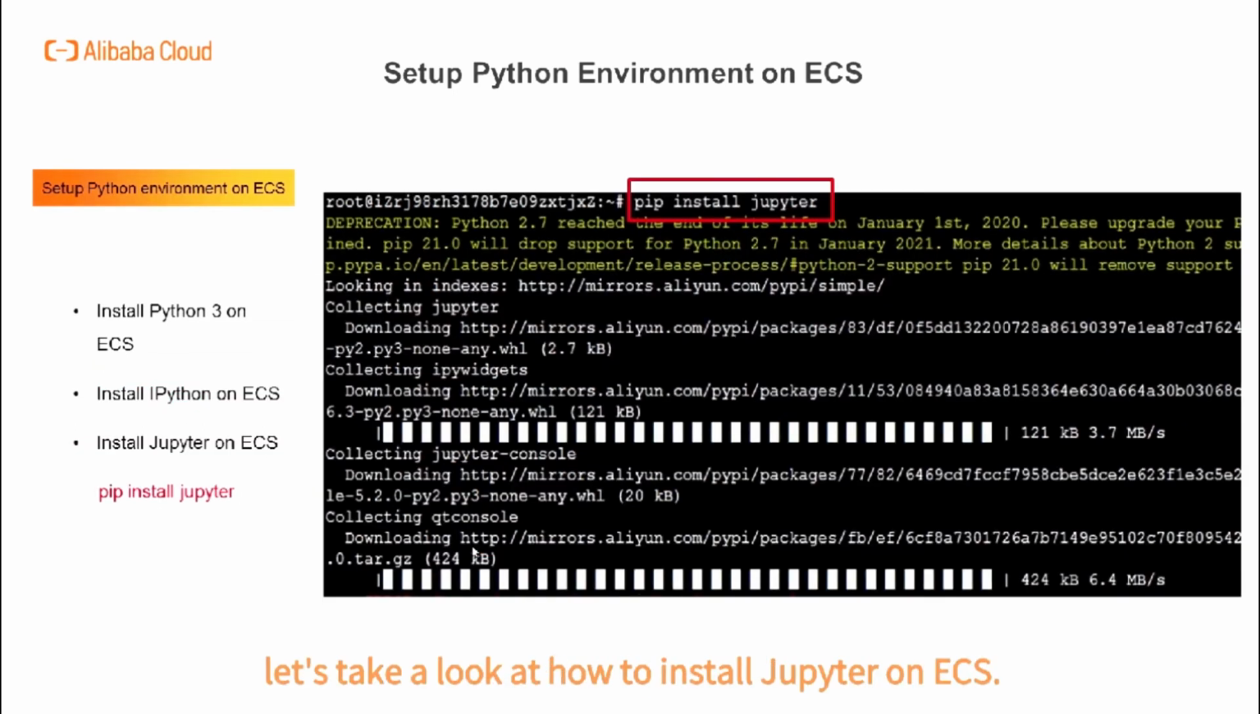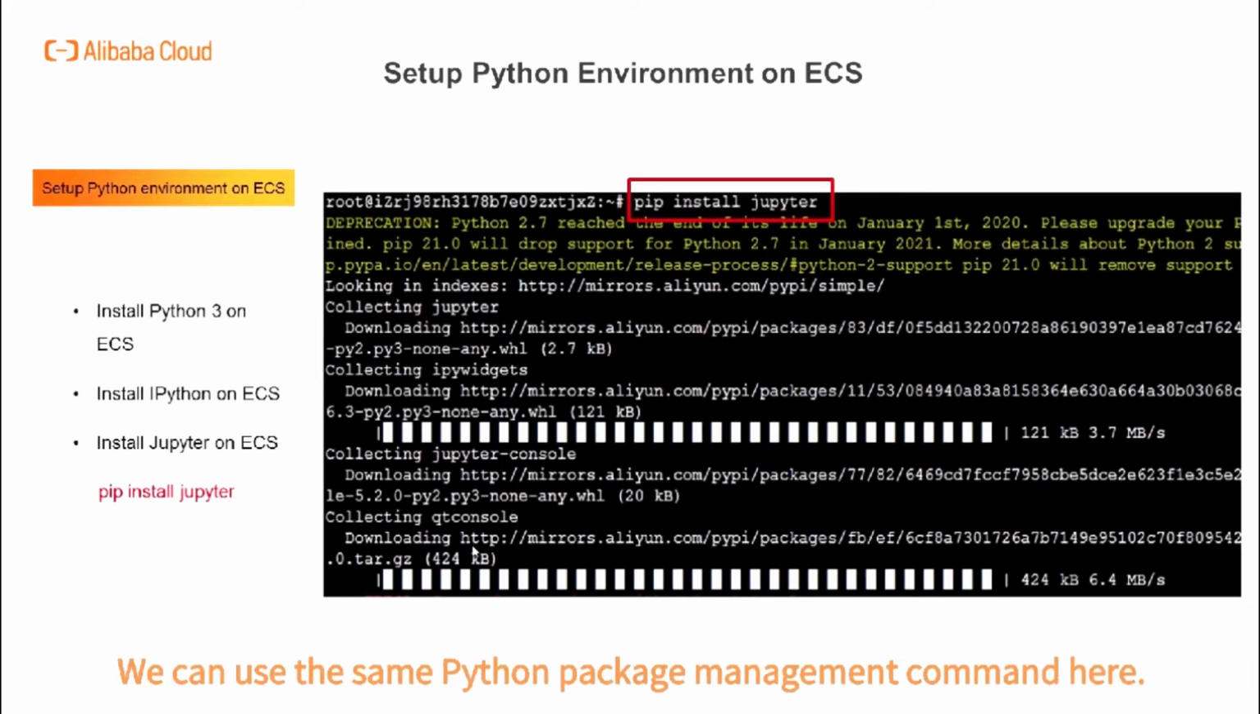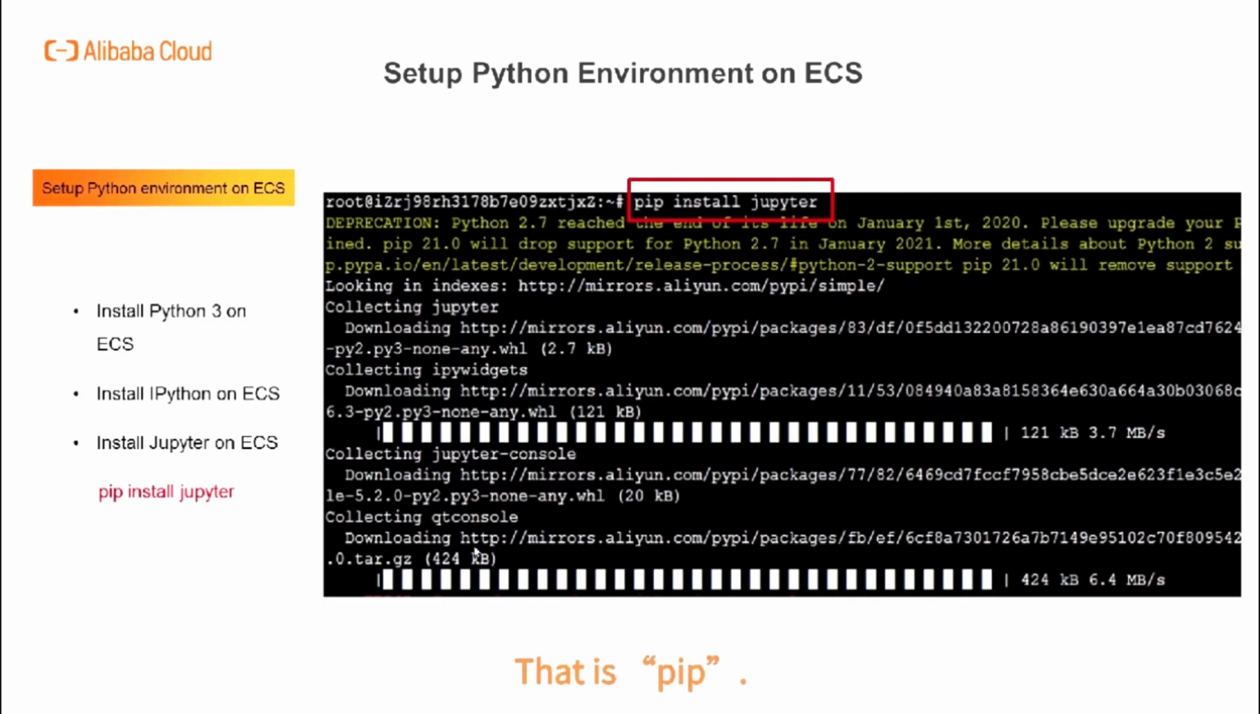After IPython, let's take a look at how to install Jupyter on ECS. We can use the same Python package management command here. That is pip. As you can see, pip install Jupyter. So at this point, you may already know that to install Python itself, we need to use the software management tool of the system. From what we did, apt is the software management tool on Ubuntu. You may need to use different tools for different Linux distributions. For example, Yum is used on Red Hat Linux, like CentOS.